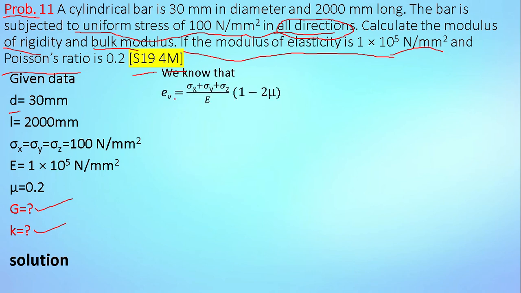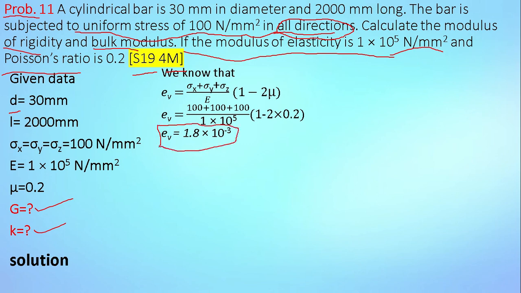So solution, we know that the formula for volumetric strain is equal to (sigma x plus sigma y plus sigma z) divided by Young's modulus, into bracket 1 minus 2 mu. Therefore put all these values in this equation. EV is equal to (100 plus 100 plus 100) divided by the value of Young's modulus 1.1 into 10 raised to 5, in bracket 1 minus 2 multiplied by mu 0.2. So after solving this equation we get volumetric strain EV is equal to 1.8 into 10 raised to minus 3. This is a unitless quantity.